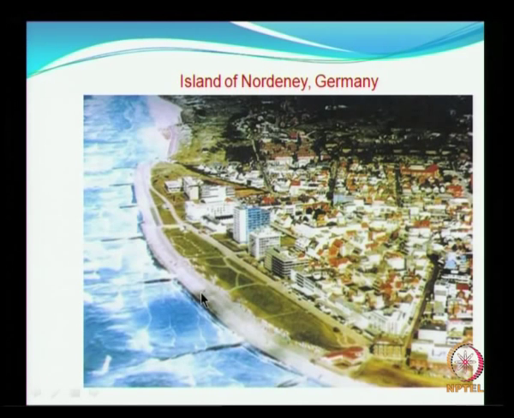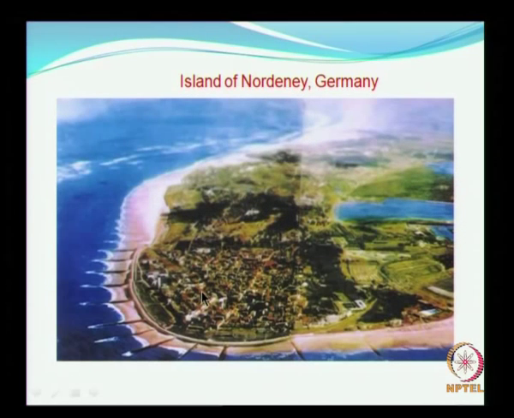I have another picture. So this shows a better view about how the groins are functioning as a coastal protection measure. So you can see the beach here. Otherwise, if this had not been there, then you can imagine that at least a significant portion of the island itself could get washed away. Is that clear?